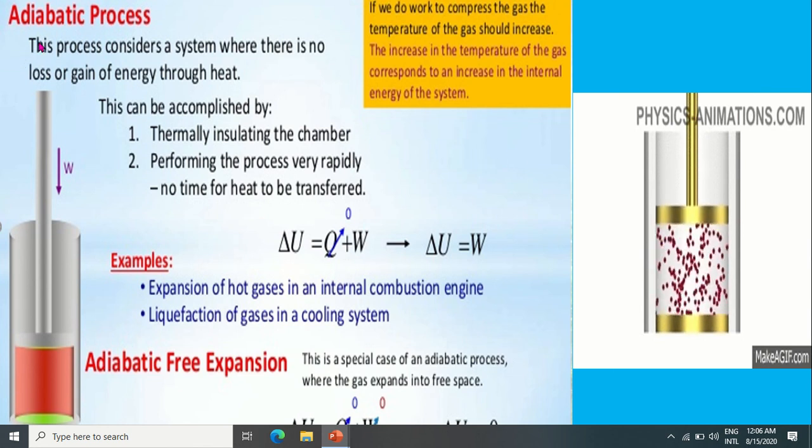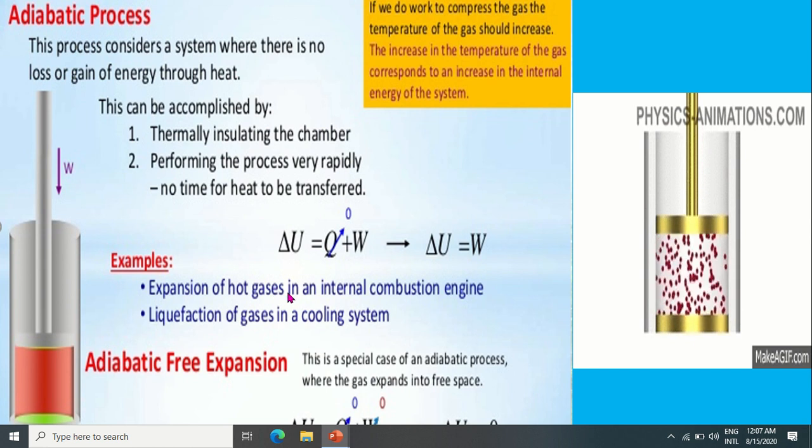I want to summarize the adiabatic process again. It can be accomplished by thermally insulating the chamber and performing the process very rapidly. No time for heat to be transferred. You have to remember, why is it very rapid? Because there is no time for heat to be transferred. If we do work to compress the gas, the temperature of the gas should increase. The increase in the temperature of the gas corresponds to an increase in the internal energy of the system. That's why the internal energy of the system will be changed.